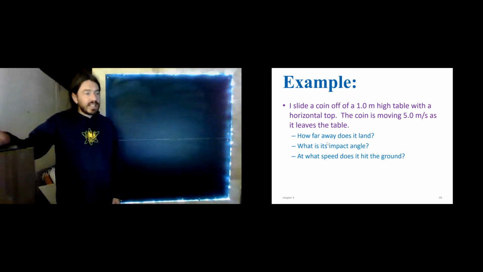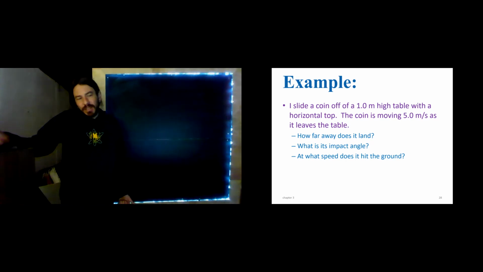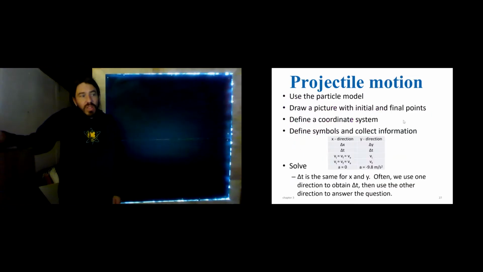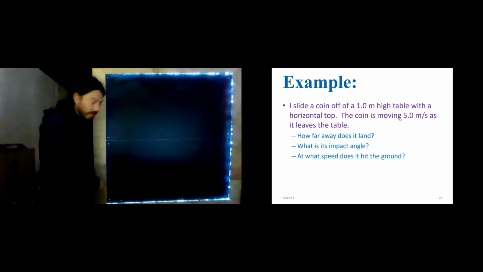And really, this list of questions here, we don't really do a different strategy if we have different questions here. Either way, we're going to follow this list of steps. We're going to use the particle model. We're going to treat the coin as just a little dot. Now we need to draw a picture with initial and final points. We can do that. Okay, here we go.